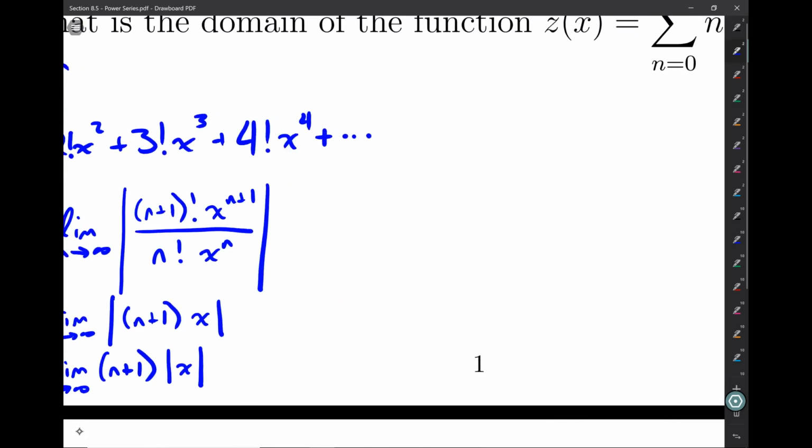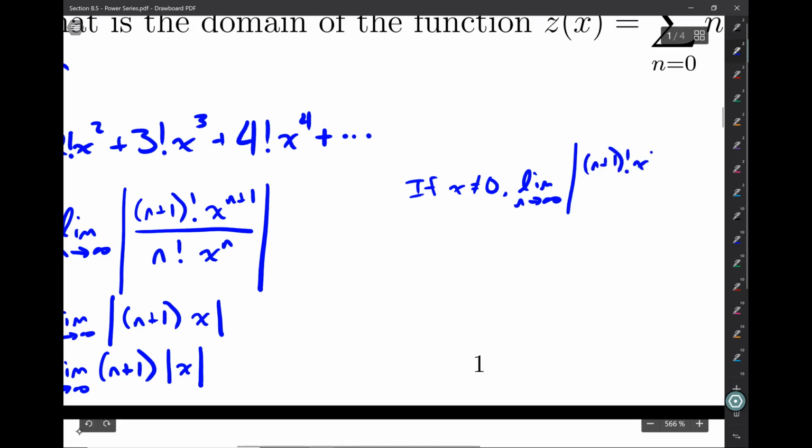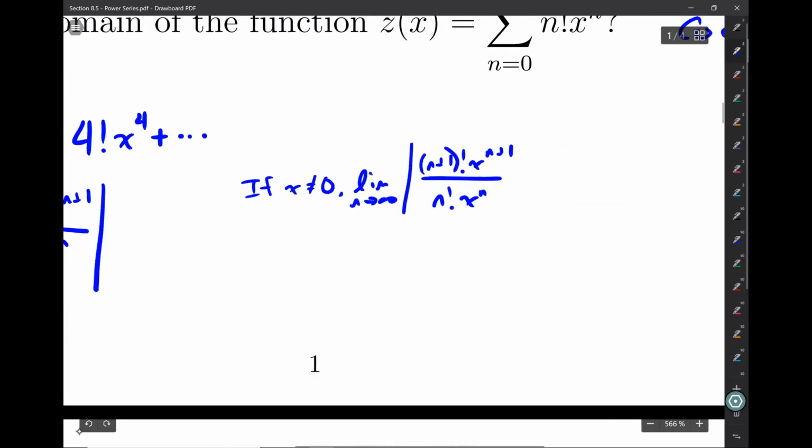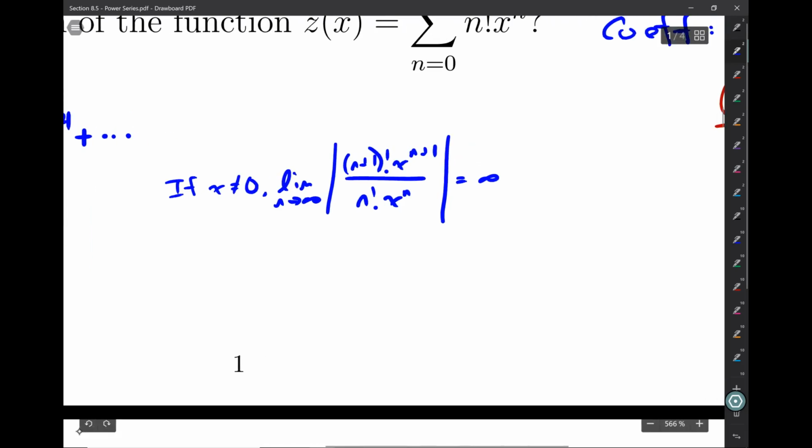What we end up with is, if x is not 0, then the limit, as n approaches infinity, of the absolute value of n plus 1 factorial times x to the n plus 1 over n factorial times x to the n, this happens to be infinity. And if we remember, we're using the ratio test, and the ratio test says if you get a limit that is not less than 1, then we get that this series diverges.